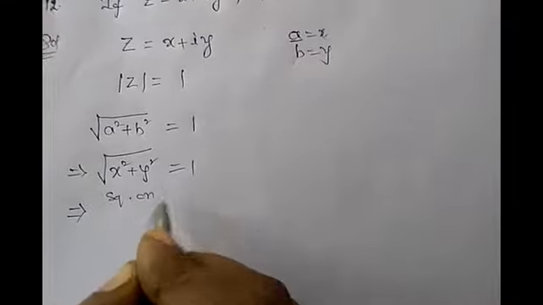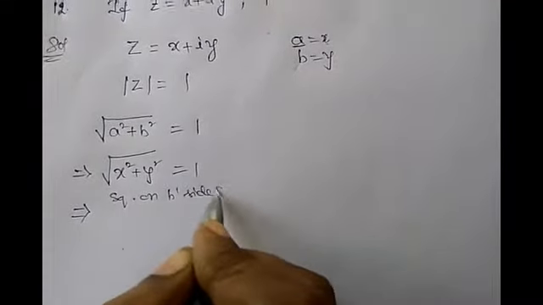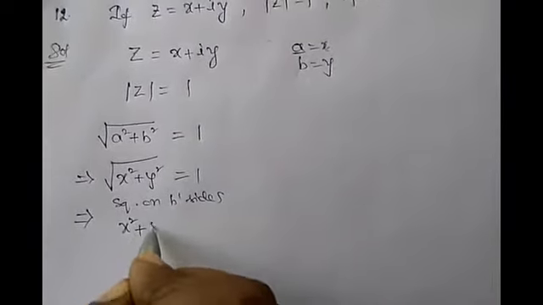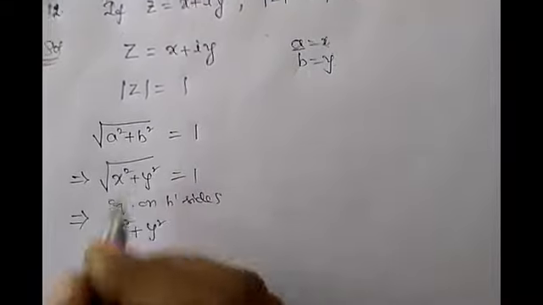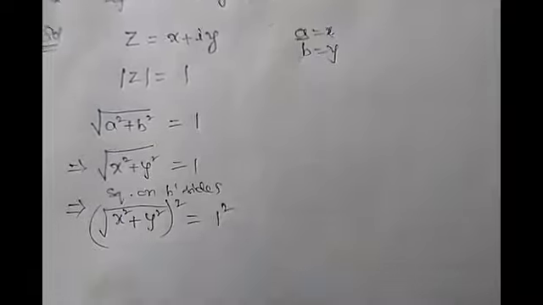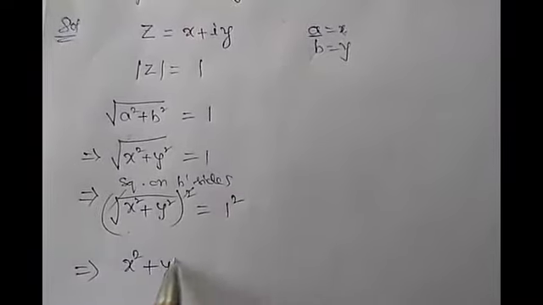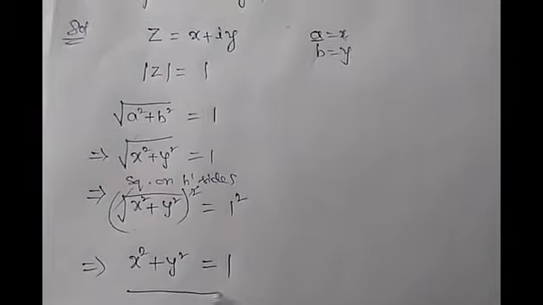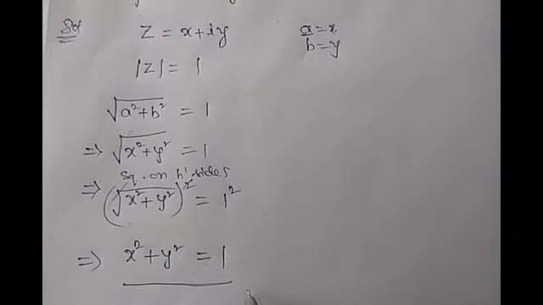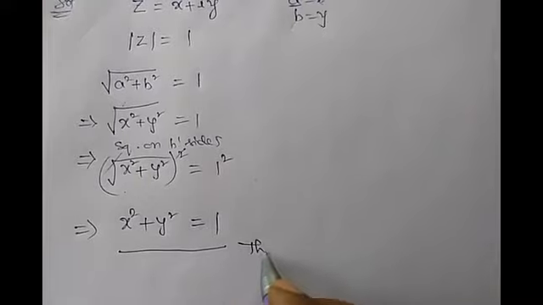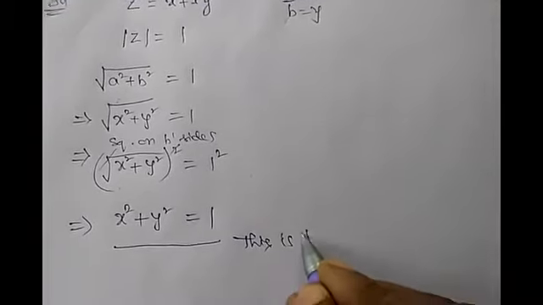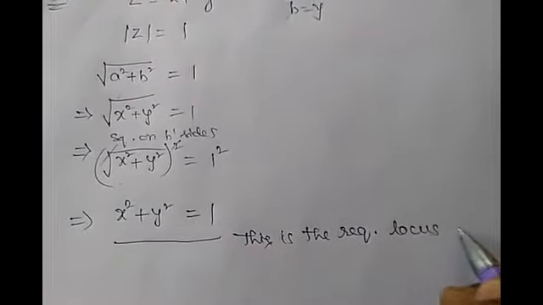Squaring on both sides, it gives what? Squaring on both sides, then you get x square plus y square, because square and root get cancelled. If you square 1, that gives 1 square, and square and root get cancelled. x square plus y square is equal to 1. This is the required locus of z.